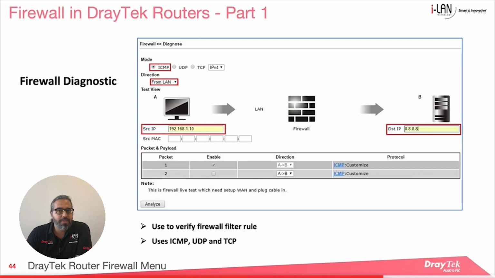Now, the firewall diagnostic menu is very useful for network engineers who want to check which filter rule is used by the Dratec router. This is under the Firewall Diagnose menu, as shown here. We can verify the filter rule by using ICMP, UDP, and TCP. The direction of the packet can also be set from LAN or from WAN, and specify the source IP, the source MAC address, and then the destination IP address.